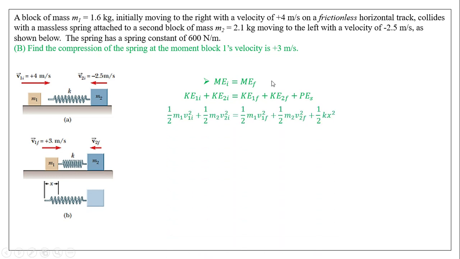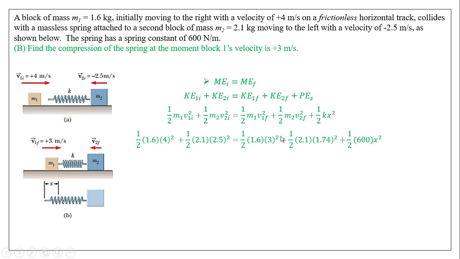All right, so I'm just going to go ahead and break up all this stuff. KE1I is just 1/2 M1 V1I squared. KE2I is just 1/2 M2 V2I squared. Likewise on the right side, and then the function for PE spring is 1/2 KX squared, and this is from integrating Hooke's law. Other than that, values, I'm just going to let you do that.